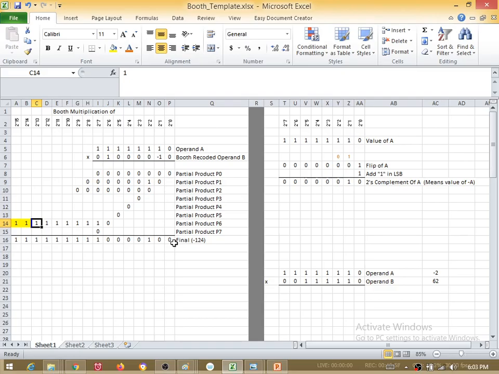Now just for your reference, I have shown that the columns present here are related to powers of 2, meaning this column is related to 2 raised to 0, 2 raised to 1, 2 raised to 2 and so on. So the last column here is 2 raised to 15. Remember that you are multiplying two 8-bit numbers, hence your answer is going to be 8 plus 8, total 16 bits. Hence I am going from 0 all the way till 15, which means the total number of bits in your answer is going to be 16.